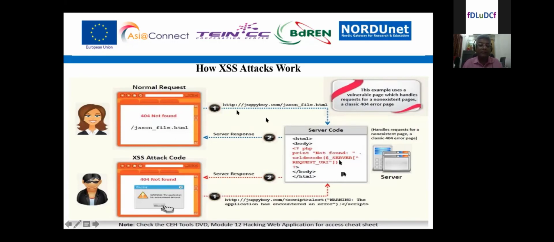And here, in number one, normal request, the user is sending the request to the server, and the server is generating an error response and putting this sort of message. And what happens with the attacker? The attacker is sending the same request, changing the error code with the malicious code, and the server is responding with the malicious file. So this is the way the cross-site scripting attack works.